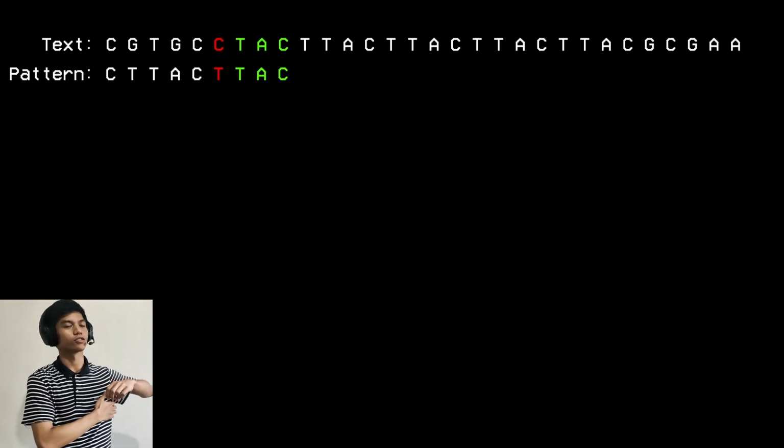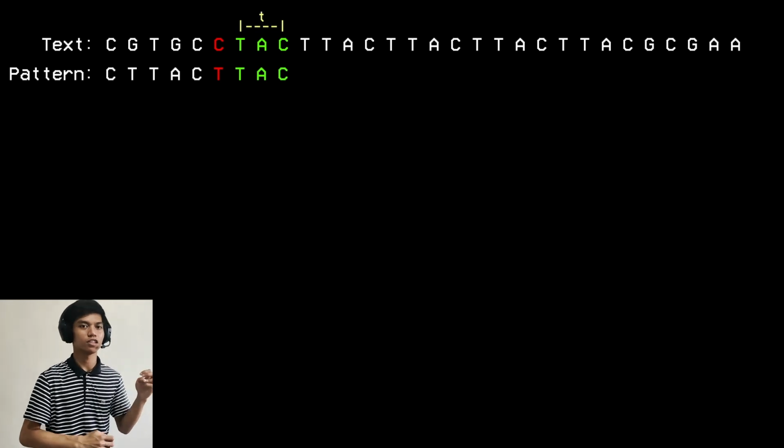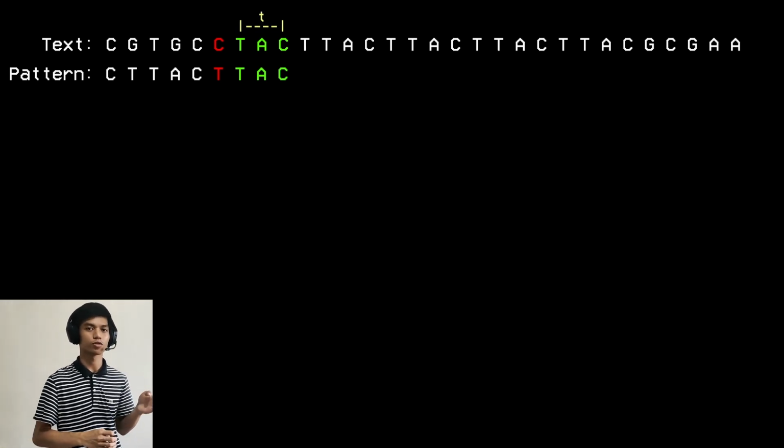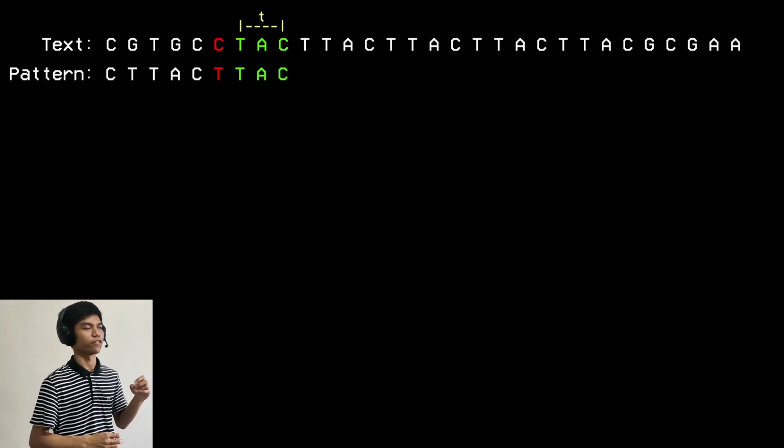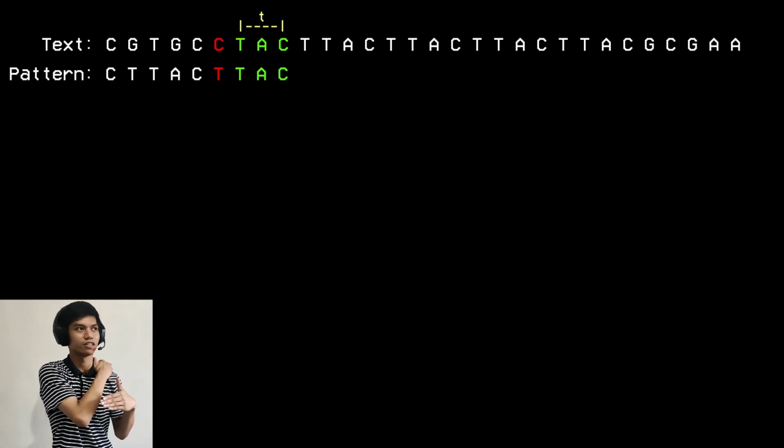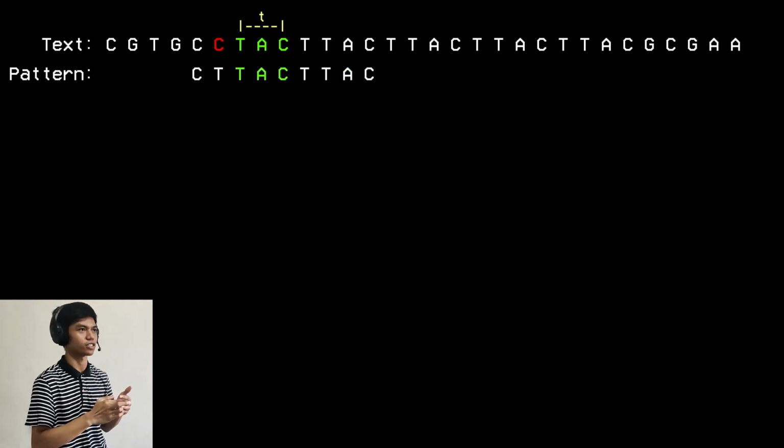So according to the good character rule, we let T be the substring that is matched, and then we skip until there are no more mismatches between the pattern and T. So if we find a T again that occurs in the pattern, we match them. So we shift the pattern until they match. So we shift, and there we go.